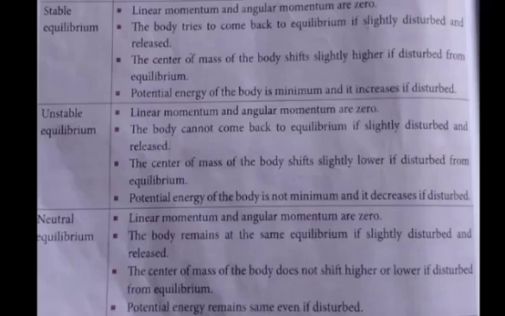Next one is neutral equilibrium. Neutral equilibrium means when the object is moved slightly, with linear momentum and angular momentum being 0, the body remains in the same equilibrium if slightly disturbed and released. The center of mass of the body does not shift higher or lower if disturbed from equilibrium, and potential energy remains the same even if disturbed.